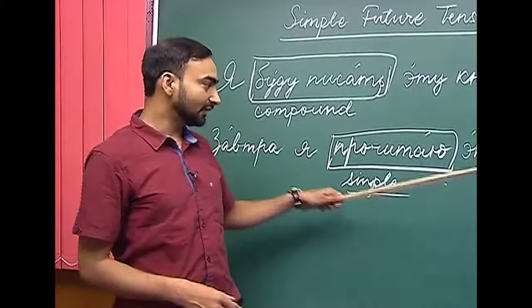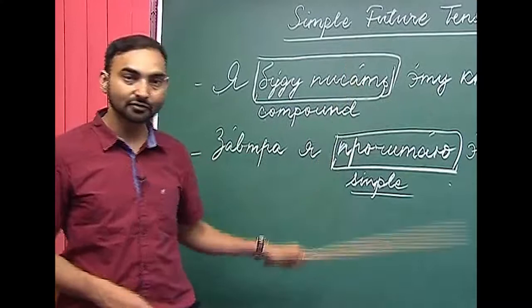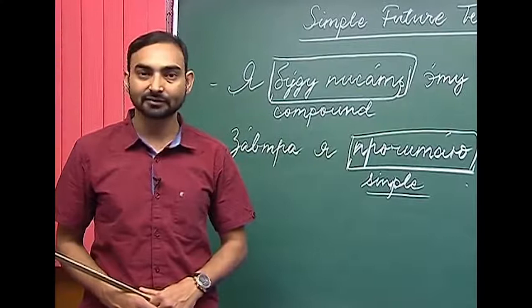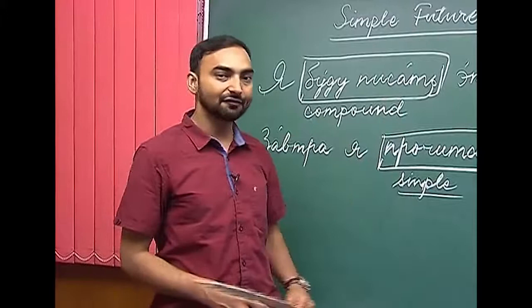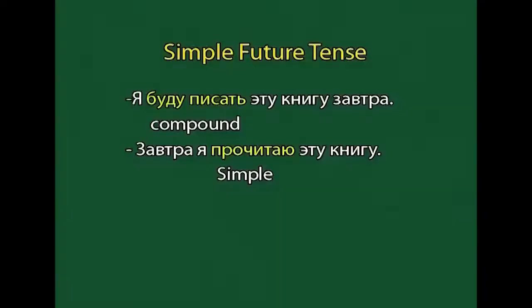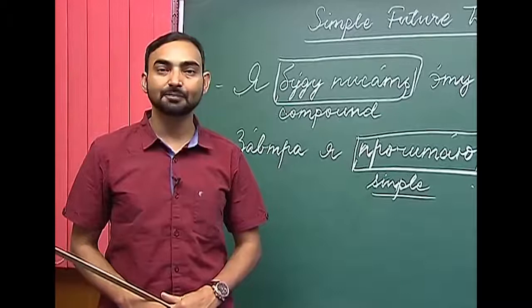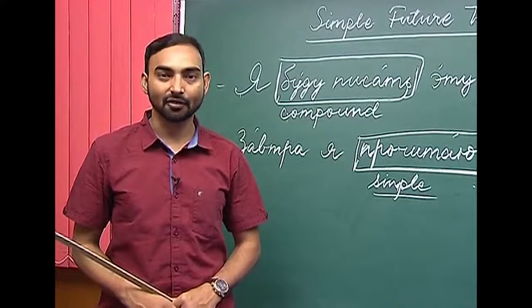So, these are the two ways to denote the future tense in Russian language. If you are using the imperfective aspect, the infinitive form of the imperfective aspect plus the auxiliary verb in conjugation will denote the compound future tense. And if you are using the perfective aspect in conjugated form, it will denote the simple future tense. So, now the question comes, how do we conjugate the perfective aspect verbs? For this, we have to look at the various conjugation rules.